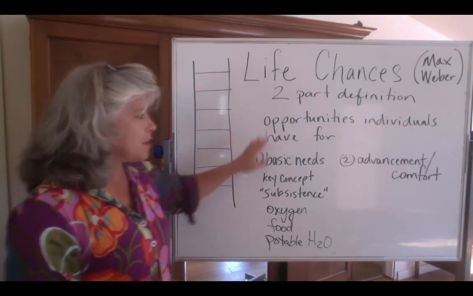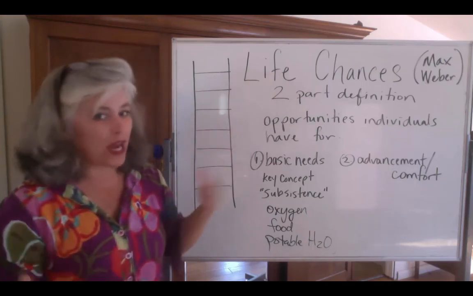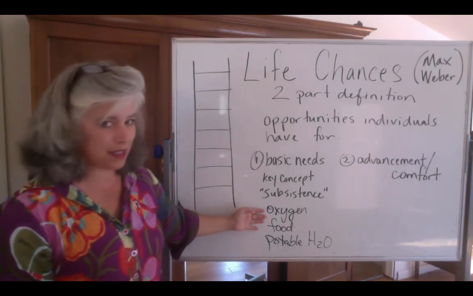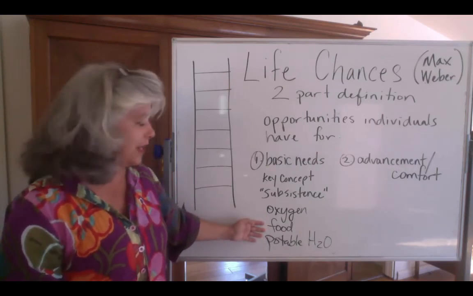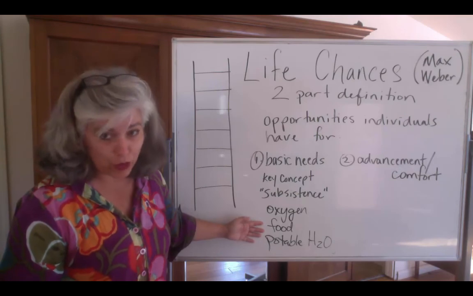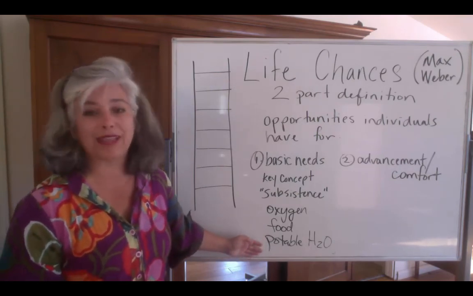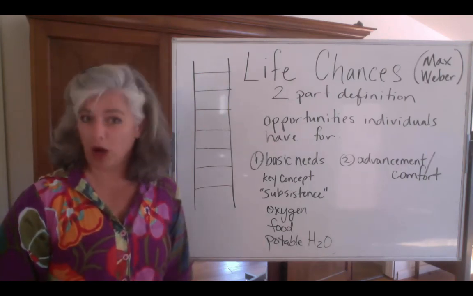So we have some basic needs as a human animal, and all of us have differing life chances to achieve these basic needs. Not all of us have the cleanest oxygen. Not all of us have access to the same amounts of money that can give us the same quality of foods or purity of foods. And not all of us throughout the world have the same life chances for potable water.